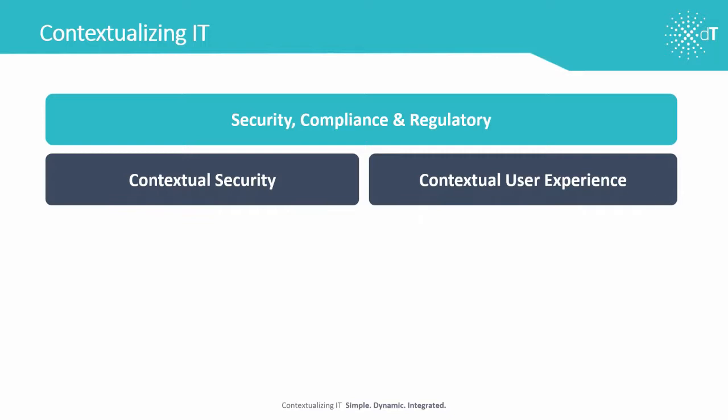On the other hand, we have what we call contextual user experience. What it means is, does the user have access to all the resources he needs in the context he's accessing from at the moment? An easy example: does he have the right printer based on the location he's accessing the virtual environment from? To fulfill all these requirements and to be able to apply contextual security and contextual user experience, that's exactly what deviceTRUST is doing.